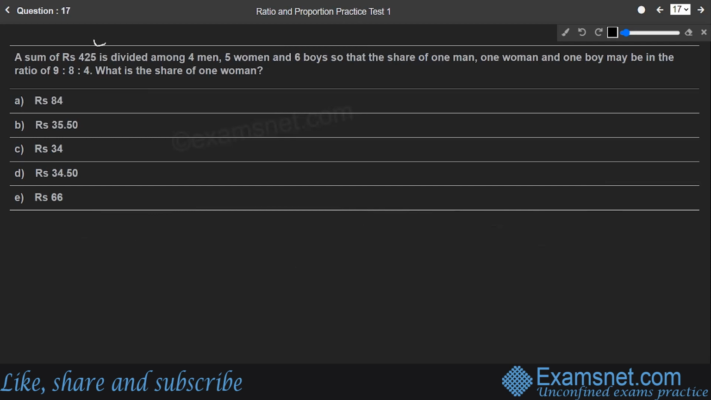Next, a sum of rupees 425 is divided among 4 men, 5 women and 6 boys, so that the share of 1 man, 1 woman and 1 boy may be in the ratio 9 is to 8 is to 4. What is the share of 1 woman? So here 1 man, 1 woman and 1 boy's share has been given in the form of ratio. So we'll target this first, because we can convert this ratio into the real-time share itself. Then the share of 1 man, multiplied by 4 since we have 4 men. Then the share of 1 woman, multiplied by 5 to give 5 women's share, and so on.